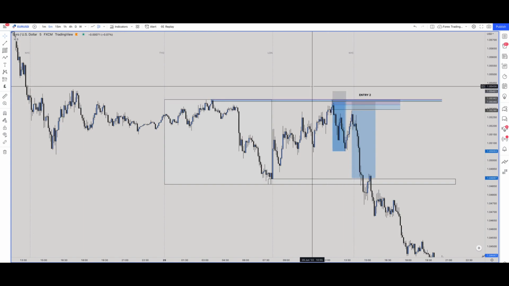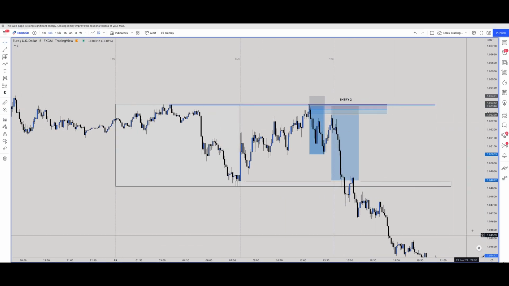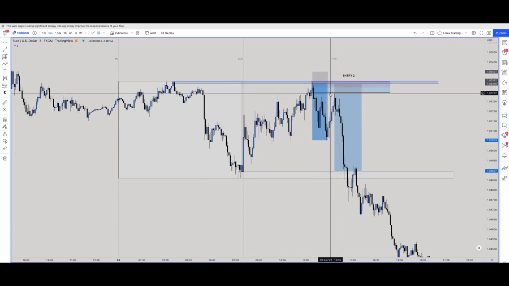This one's at break even. So I'm still only going to lose 1% for the day, all right? Which is the max you ever want to risk on your account. Now you can see as well, that price on this has just missed the tap of this area.